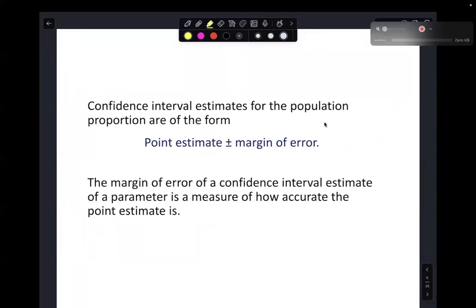Okay, one of the ways that we write a confidence interval is we would have our point estimate. So this is our sample proportion.